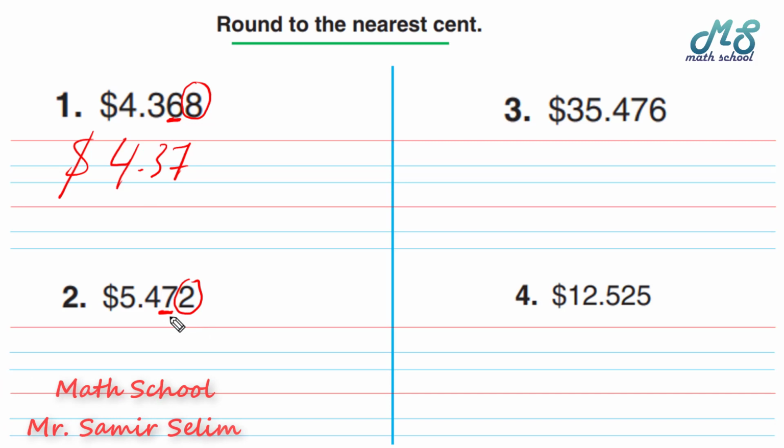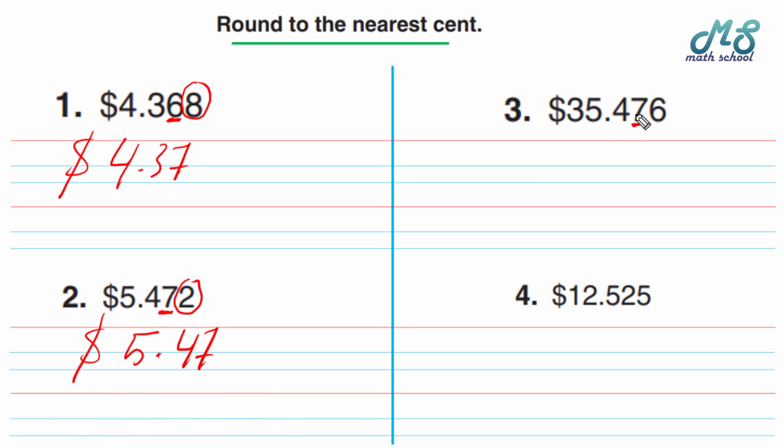Next, the circled digit is 2. Now keep 7 as it is. We get 5.47. It's rounded to be $5.74. Next, the underlined digit is the hundredth place, or the rounding digit is 7.